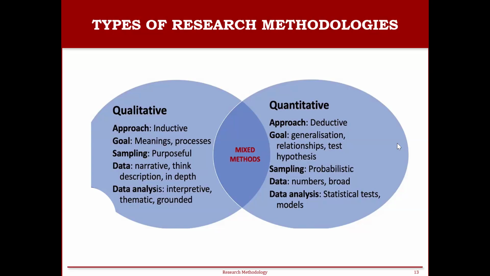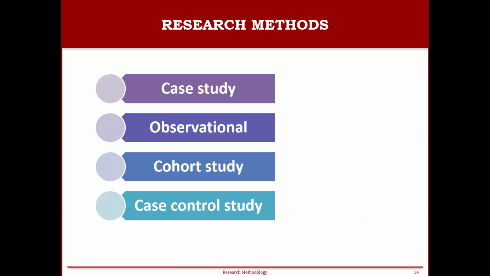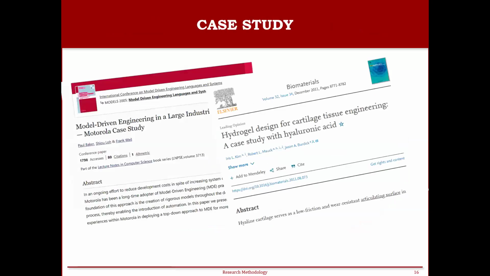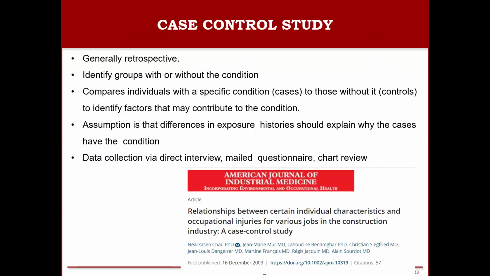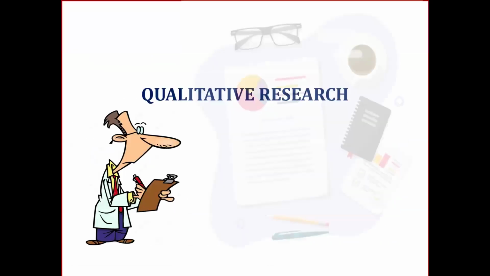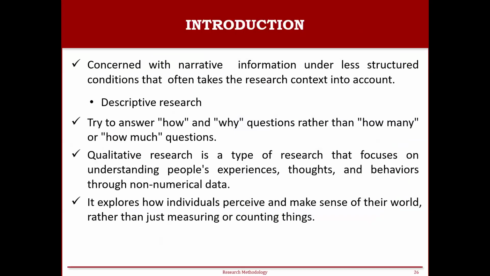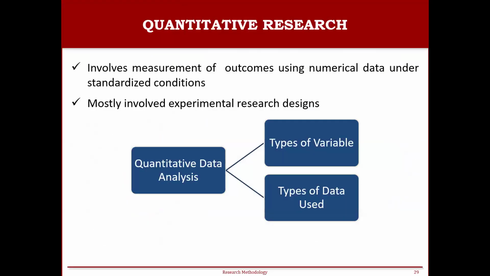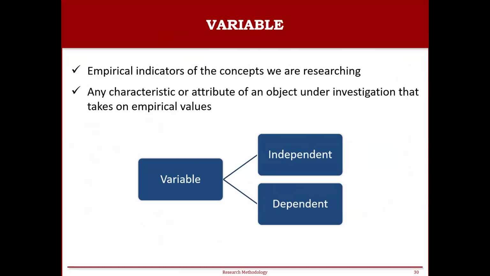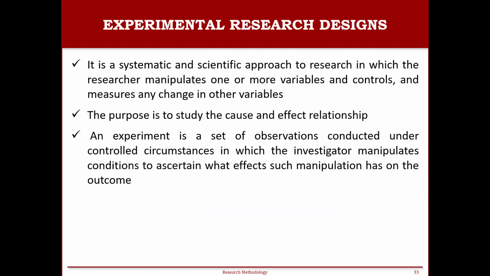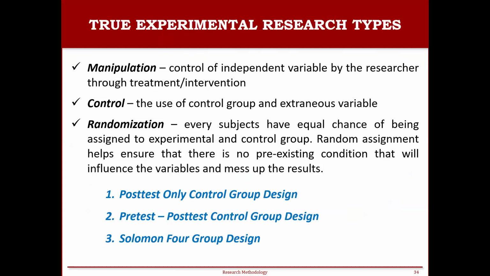Then we discussed qualitative and quantitative studies, and a few research methods: case studies, observational studies, cohort studies, and case control studies as well. Then we had a look at the qualitative research method and the quantitative study. And we discussed variables, independent and dependent variables. We have a very small part left, so I will discuss it next week, since we don't have enough time. I will stop now.